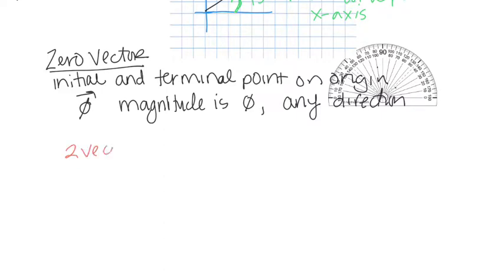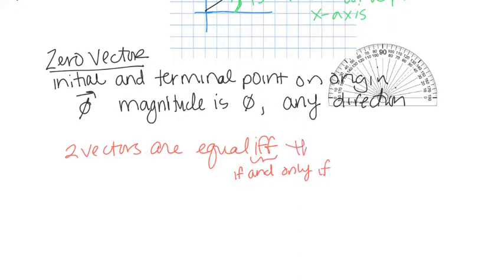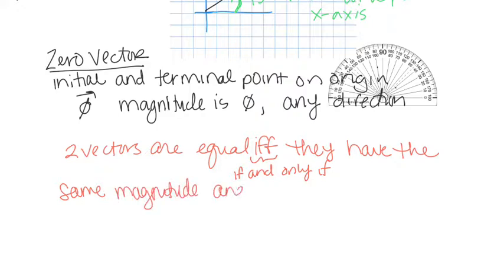Two vectors are equal if and only if. This means if and only if. Okay, this is a term back from Geo. They have the same magnitude and direction. So for example, these two vectors I'm going to draw, it's pretty close, right? W and V. They have the same magnitude, they're the same length, and they have the same direction.